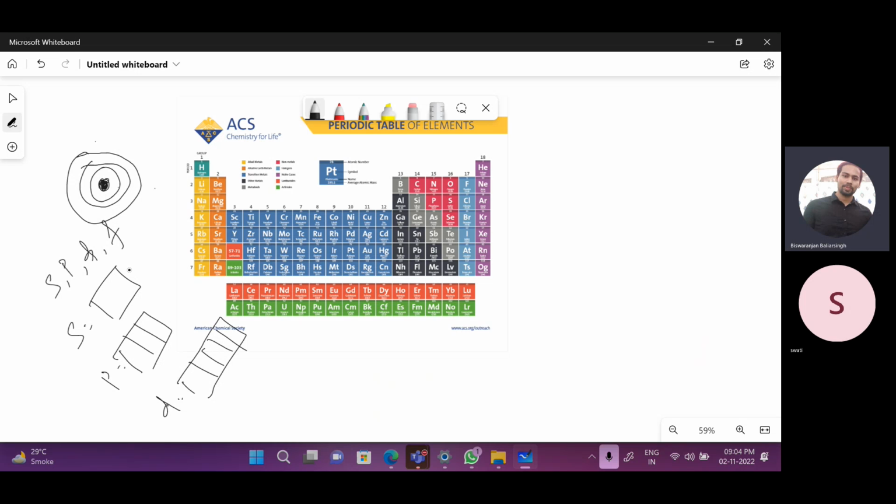And according to the rule, only 2 electrons can be present in a cell. So in the s orbital, only 2 electrons are present. In p, 2 in each of 3 cells, so there are 6. In d, 2 in each of 5 cells, so there will be 10 electrons.